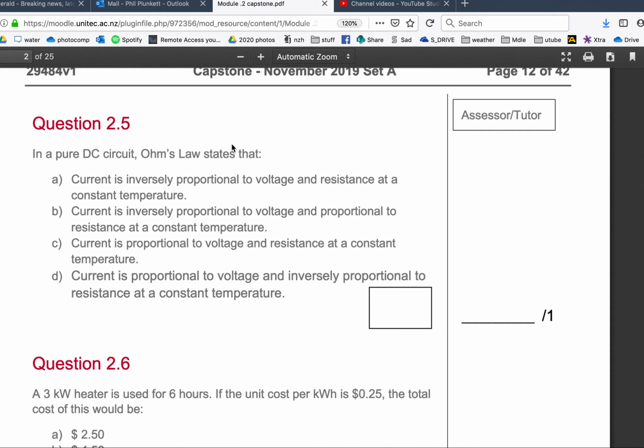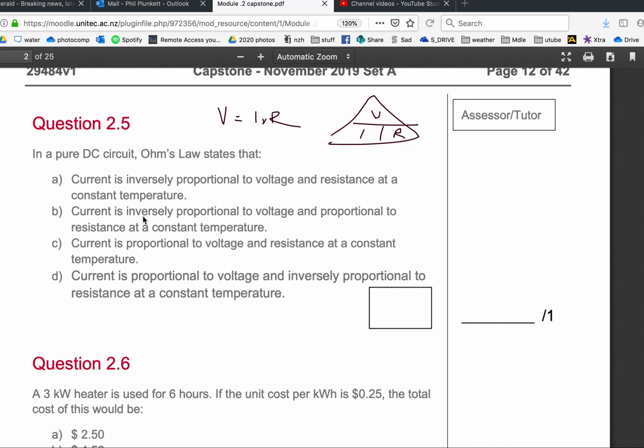Pure DC circuit, Ohm's law. Let's draw Ohm's law. This one here. V equals I times R. Or we can draw it as a triangle. V equals I times R.